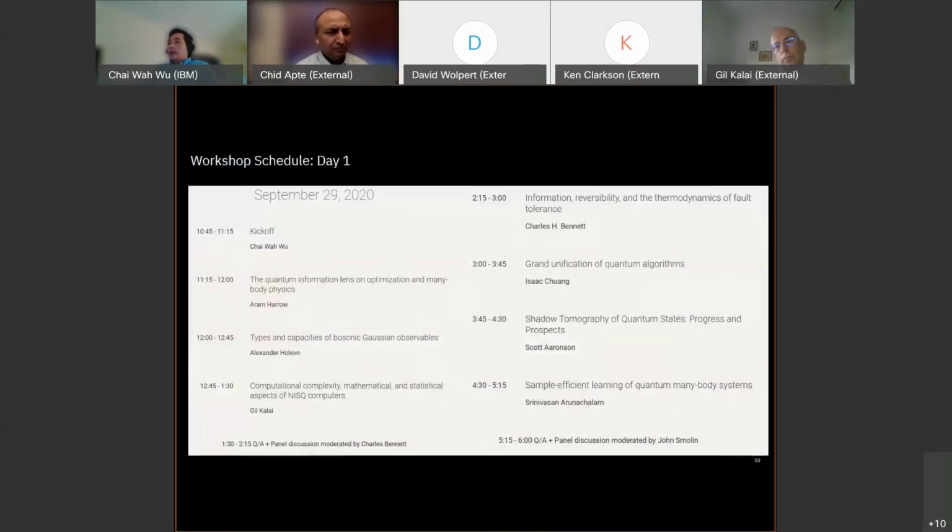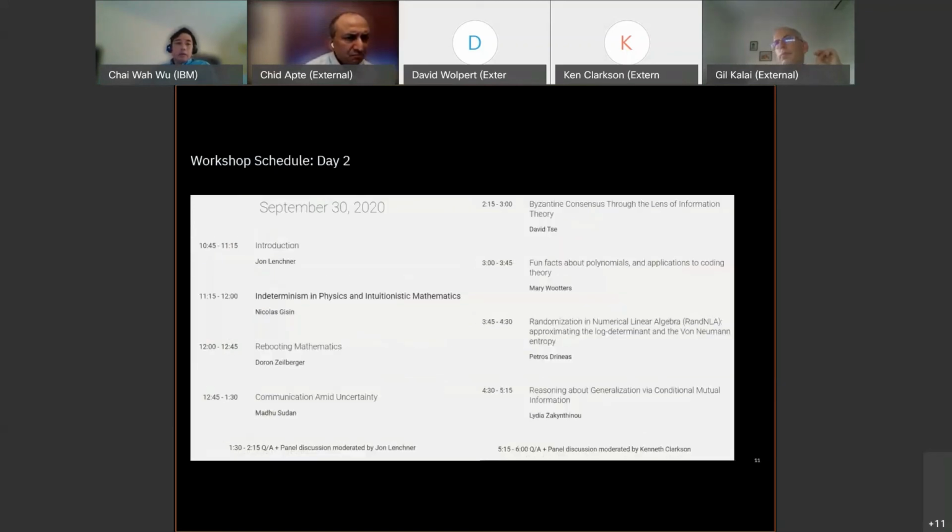So here's a preview of the 4 days. On day 1, we have a quantum physics theme day with talks on quantum algorithms, quantum information theory, and quantum tomography. The theme for day 2 will be math and CS with talks on the foundations of mathematics, which is an area of mathematics that led Turing to develop his theory of computing. And we also have talks on algorithms through the informational lens.